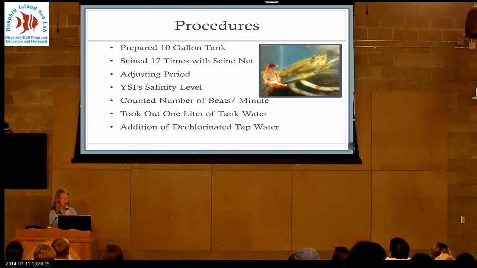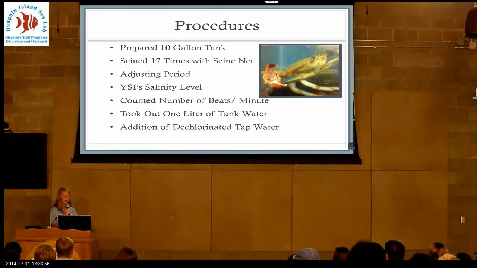So for this, I had several different materials, but it was pretty limited. I had a 10-gallon tank to hold the Atlantic blue crab in. I had a seine net, which is the top picture, and people have already introduced that in other projects. I had a YSI, which is a water quality sampler, but I mainly just used it for testing the salinity level, getting an exact salinity level in the tank. Then I had 2 500 milliliter graduated cylinders and dechlorinated tap water.